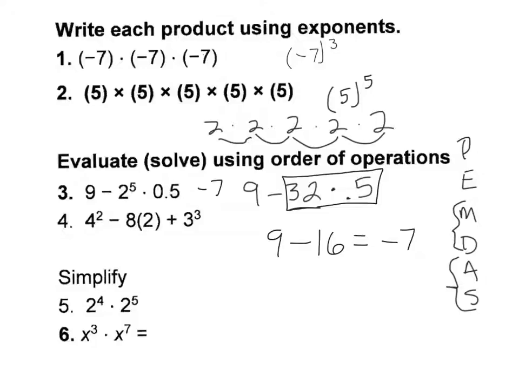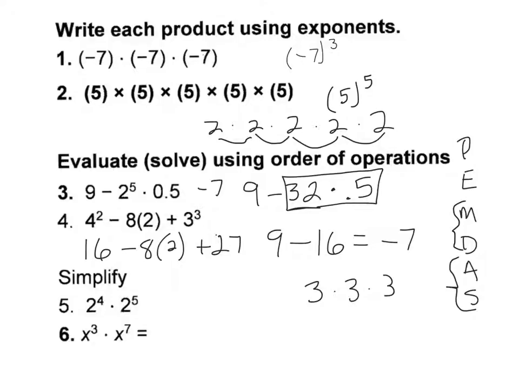Number 4, same thing. I'm going to be looking for any parentheses, and I see parentheses, but there's nothing I can do inside the parentheses. Any exponents? Yes, so I have 4 squared. 4 squared is 16. And then I have minus 8 times 2 plus 3 to the third. So 3 to the third is 3 times 3 times 3. 3 times 3 is 9, and 9 times 3 is 27.